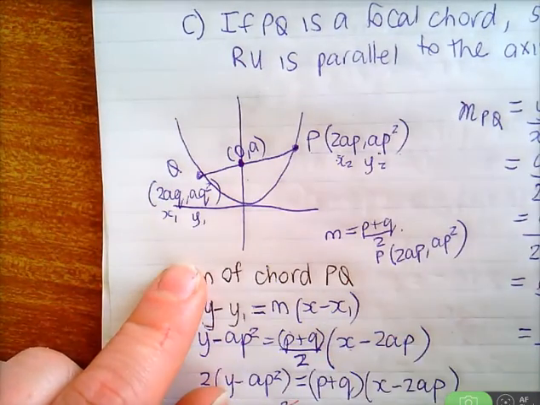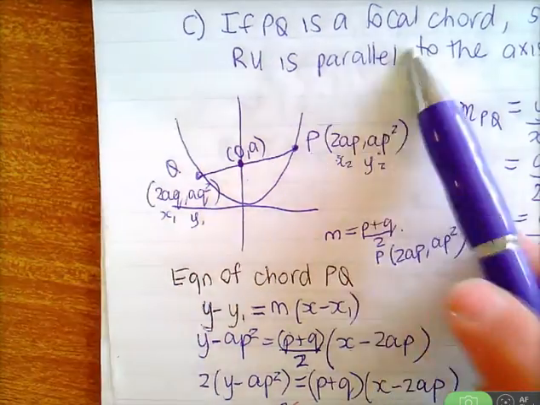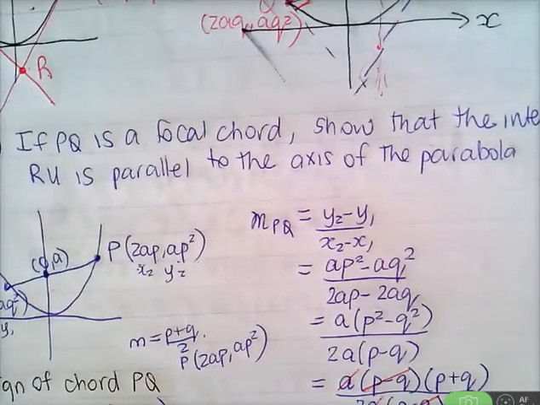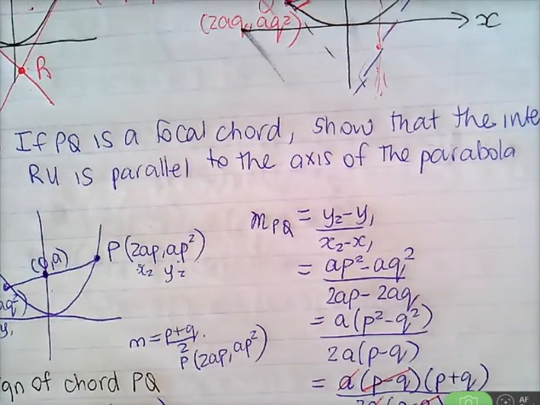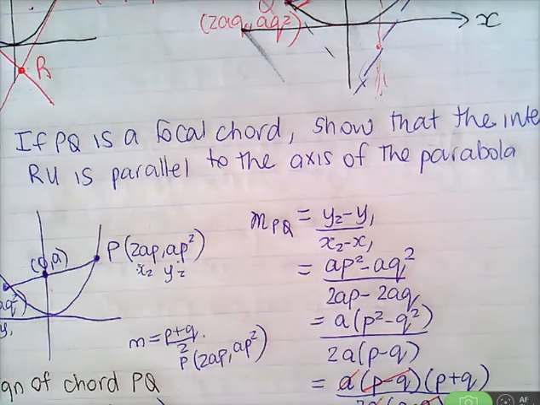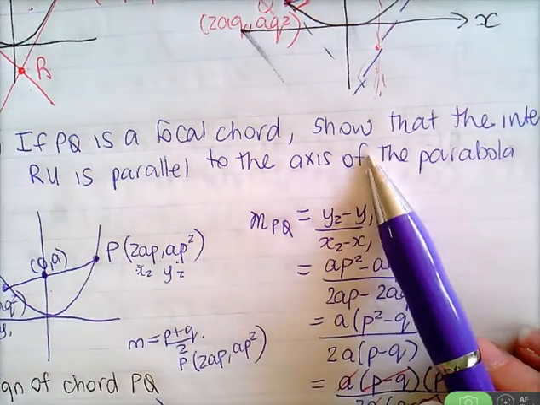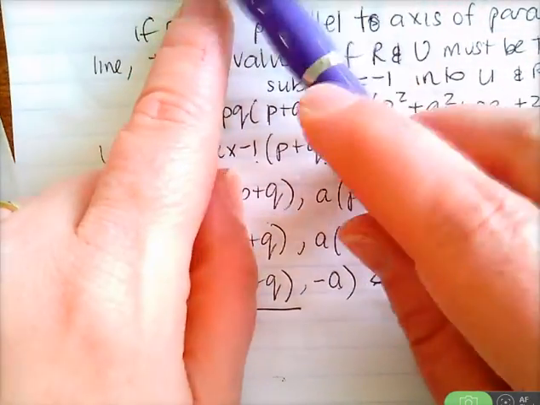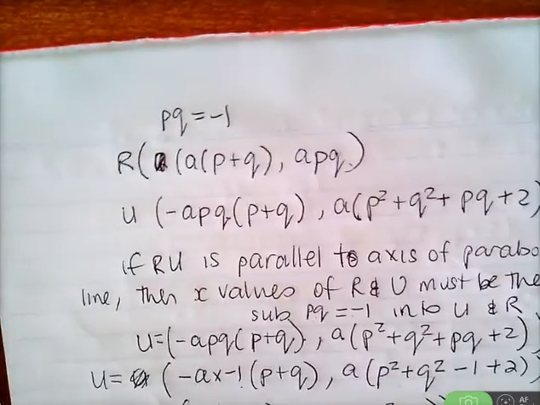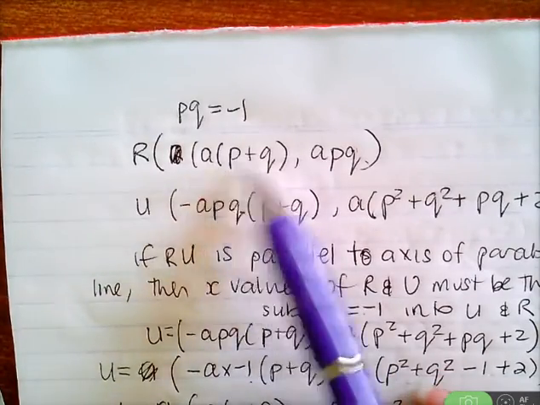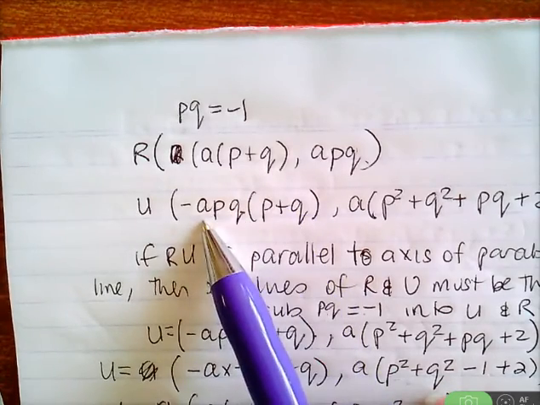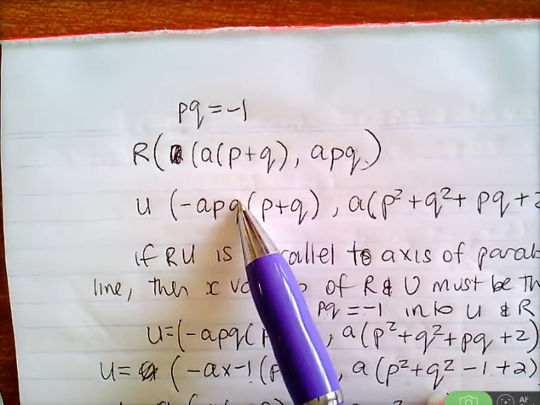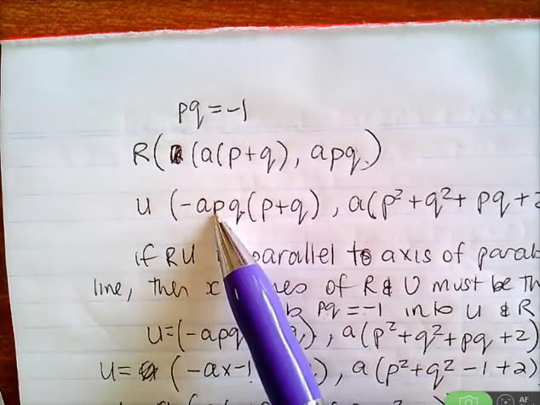Why do we do that? Because we're told that PQ is a focal chord. So if it's a focal chord, find the equation of it. Hopefully they would ask you to find the equation of it. If they're telling us PQ is a focal chord, show that RU is parallel to the axis. At the moment, we've just got R and U, and they appear to have different X values. If we work out that PQ is negative 1, then R and U will have the same X values.